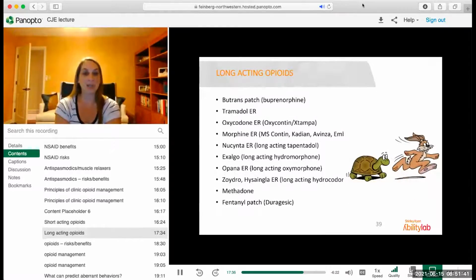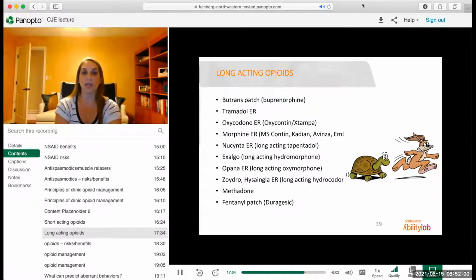Long-acting opiates, lots of different choices there. The Butrans patch is a buprenorphine patch. It's a once-a-week patch. Tramadol ER is a long-acting tramadol taken once per day. Oxycodone ER, OxyContin, or Xtampza are two of the brands that people have sometimes heard of. Those are generally dosed twice per day.